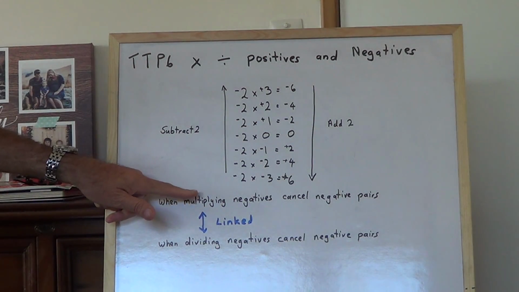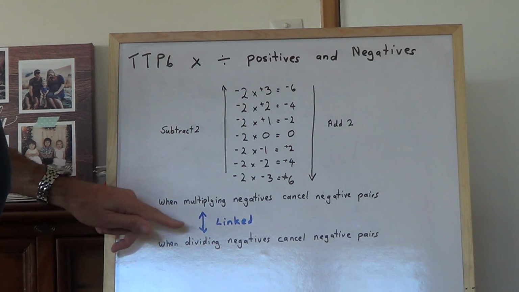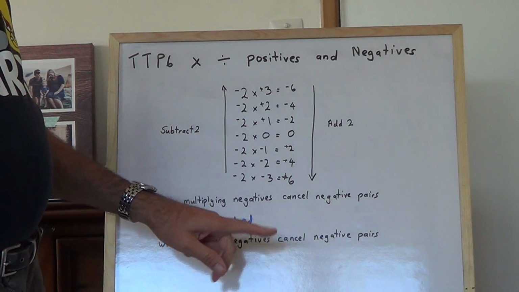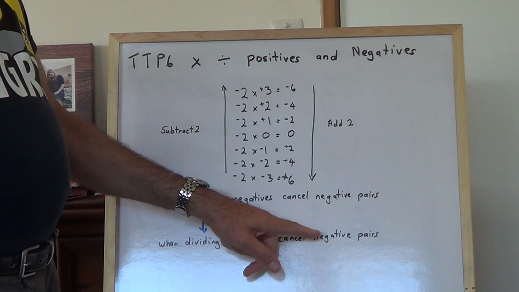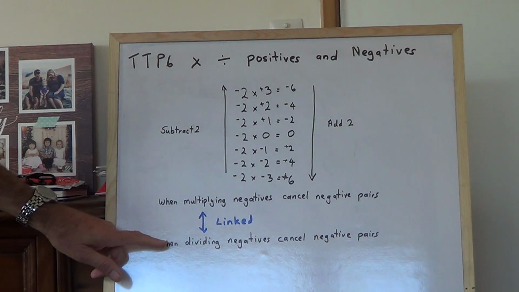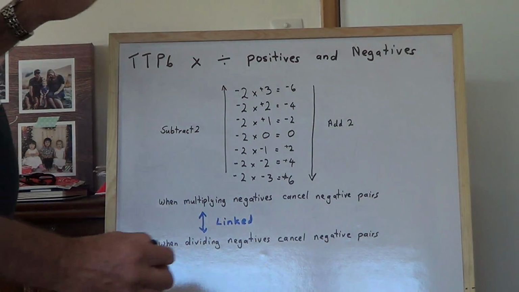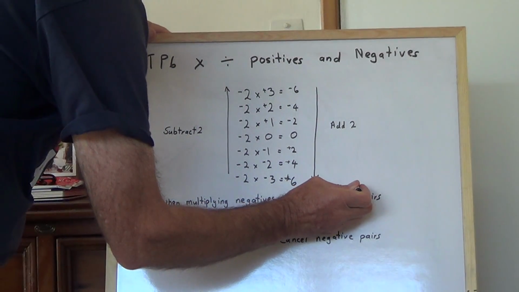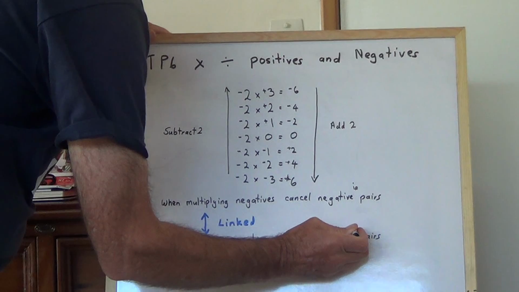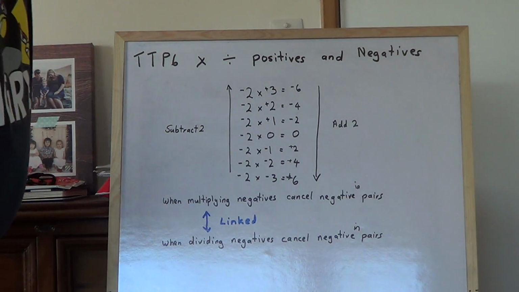And now multiplying is linked to dividing. So we do the same in dividing. When dividing, negatives cancel. When dividing negatives, we cancel negatives in pairs. I should really add in pairs there, to make it clearer. Alright, now I'll show you what I mean.